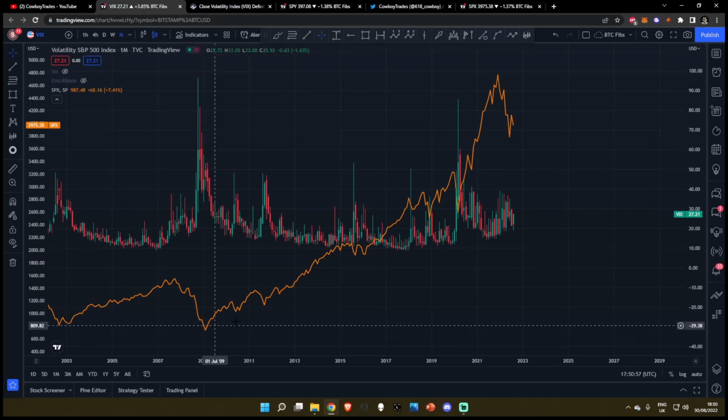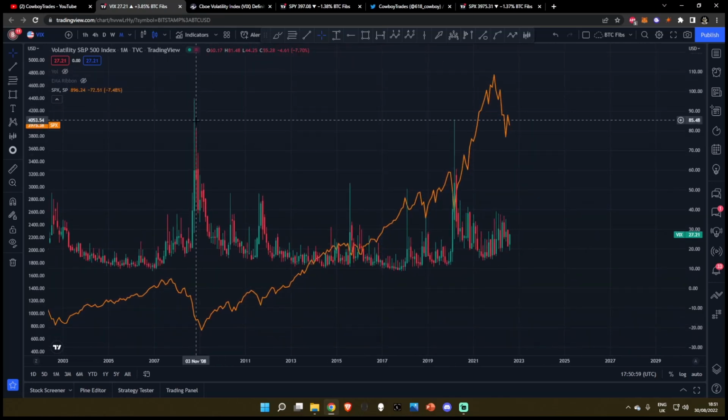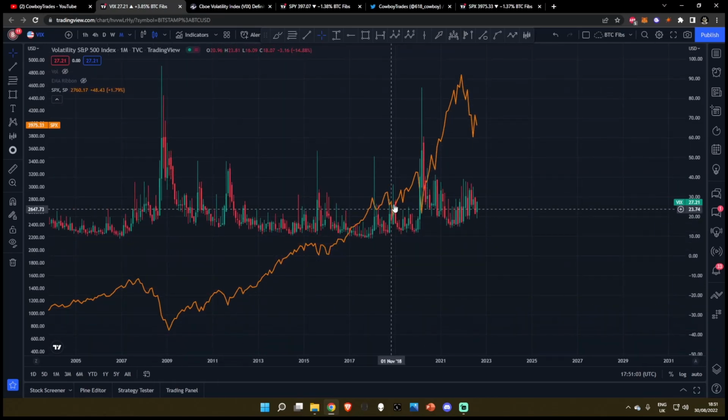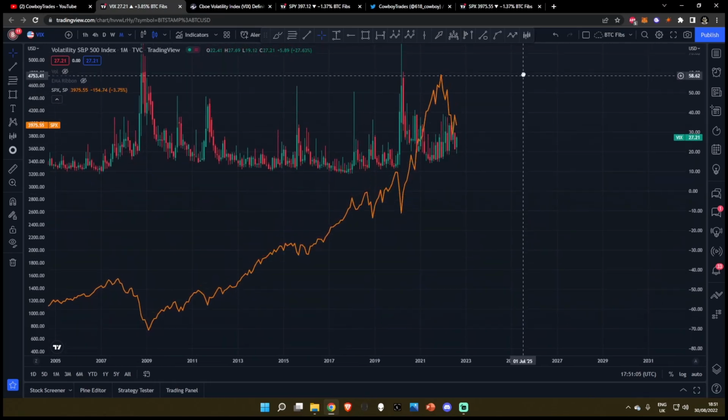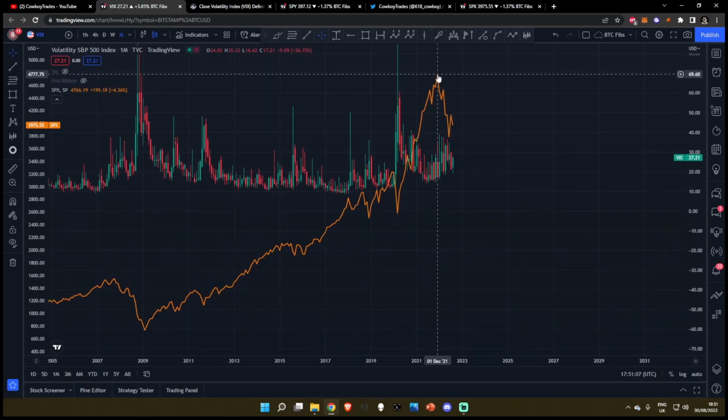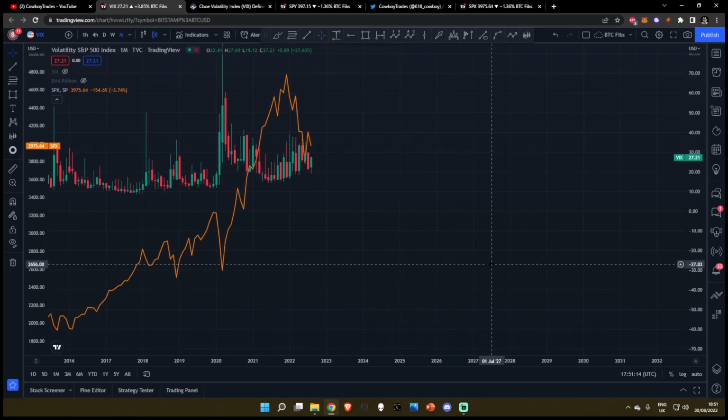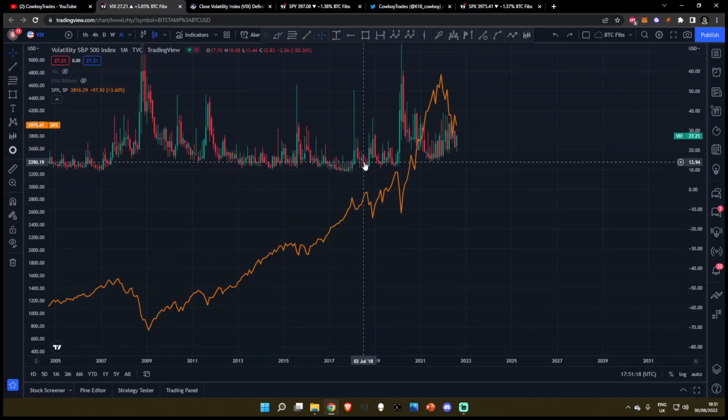Now, on the flip side of this, you can see as the VIX starts to come down and break down over time, this is when the stock market starts to run back up. And also, if we do look at this, you can see the peak in the stock market in December 2021, when the SPY did top out. You can see that this correlated to the start of a new uptrend over in the VIX.